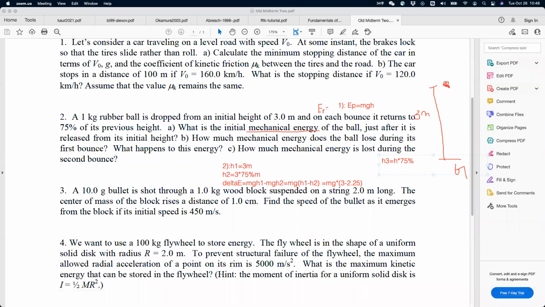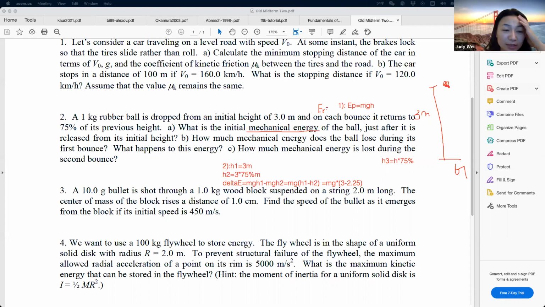How about when it says what happens to this energy? Sorry? For the first one, after we found out how much energy the ball loses, how will we answer what happens to this energy? Okay, repeat it one more time, sorry. How can we answer what happens to this energy for the first? How does the energy change after the first bounce? Oh no, my bad. For B, that's what we're doing right now. Well, hold on, I'll ask the question later. Yeah, the second part of B is what I was asking for, but never mind.